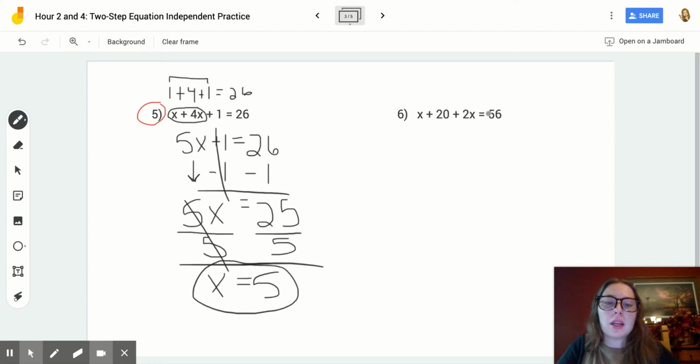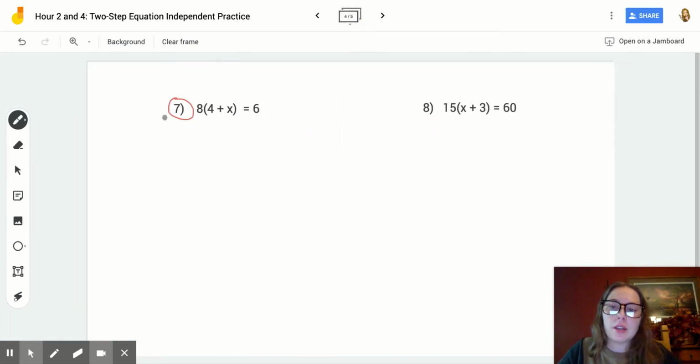So 5 and 6 are basically identical in the way that you go about solving them. Just like here, we have an x in this location, and then we also have a 2x in this location of the equation. So we want to combine them together, add like terms, and then you just go ahead and solve like you normally would.